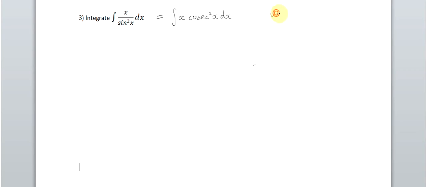So u is our x term. You usually make the x term our u, unless of course there's an ln in it. And then we have the dv by dx, which is cosec squared x. And then we can work out the du by dx, which is happily 1, and v, and you'll need to learn your standard results for this, it's minus cot x.